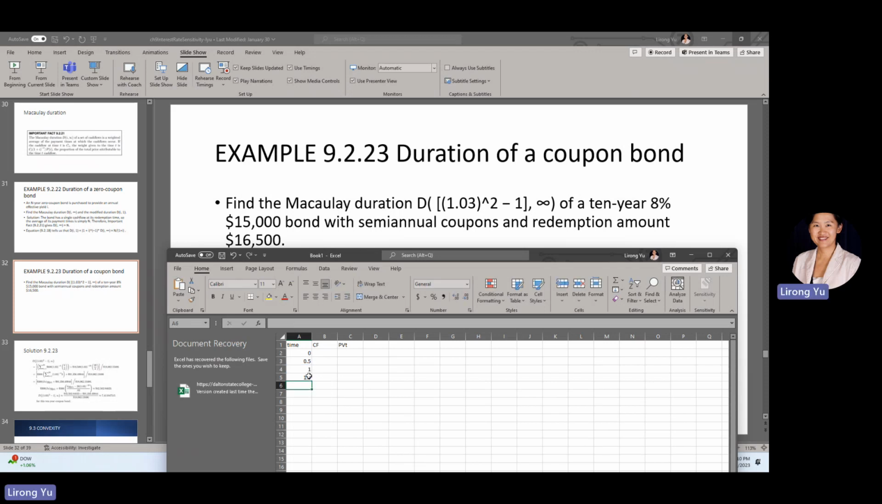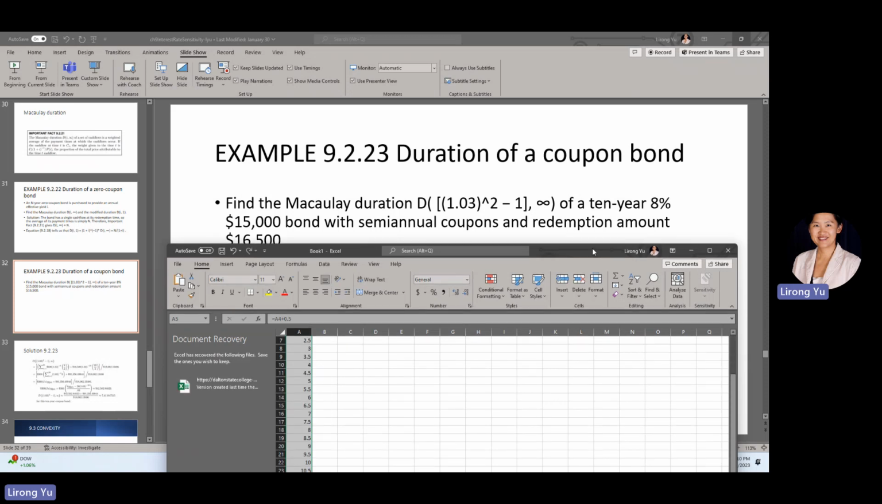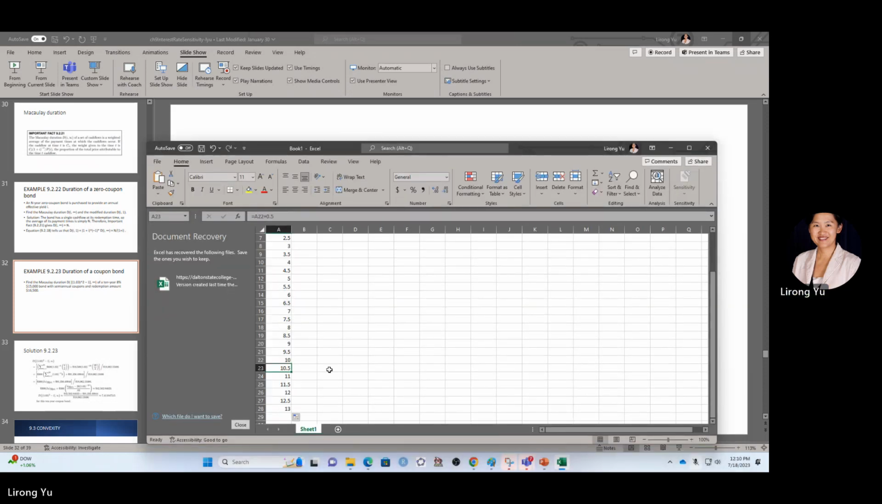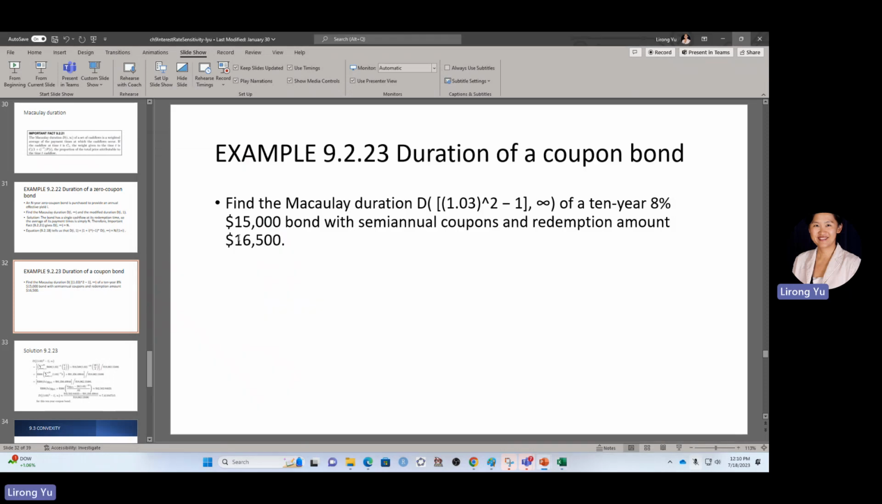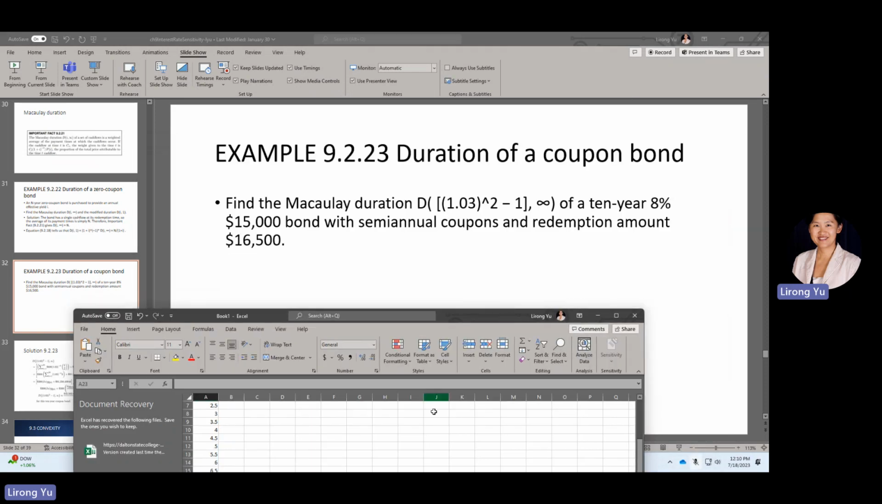Okay, so these are all the times, and it's a 10-year coupon bond. So we're going to drag this down to 10 years, and it's already 10 times 10. 10 is maturity. It's an 8% bond, so the face value is 15,000 times the semi-annual coupon rate of 0.04. I mean, 8% is for a whole year; semi-annual would be 4%.